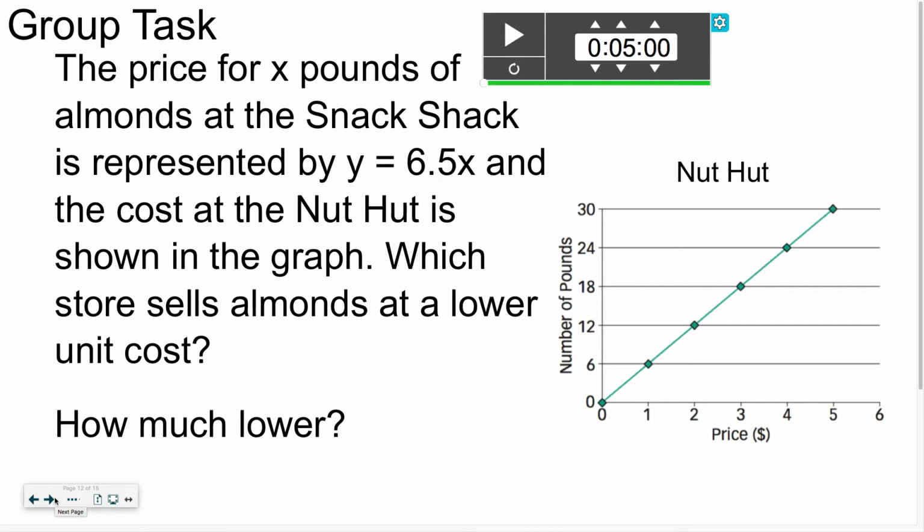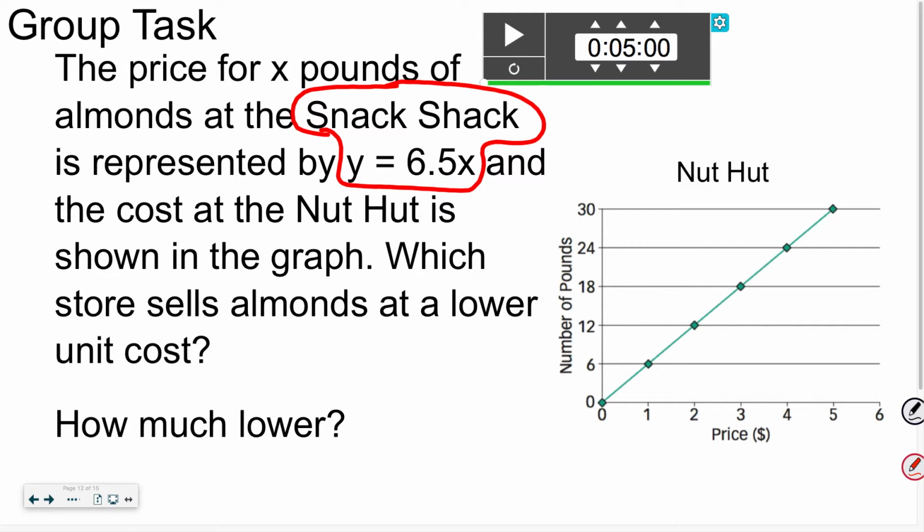The price for x pounds of almonds at the snack shack is represented by y equals 6.5x. And the cost at the Nut Hut is shown in this graph. So this is the Nut Hut and that's the snack shack. Which store sells almonds at a lower unit cost and how much lower? So which almonds are cheaper?